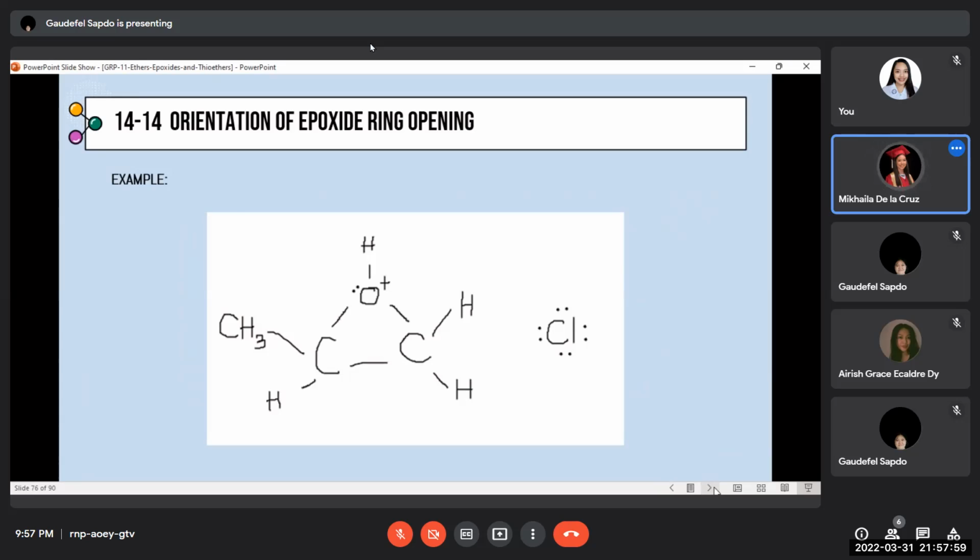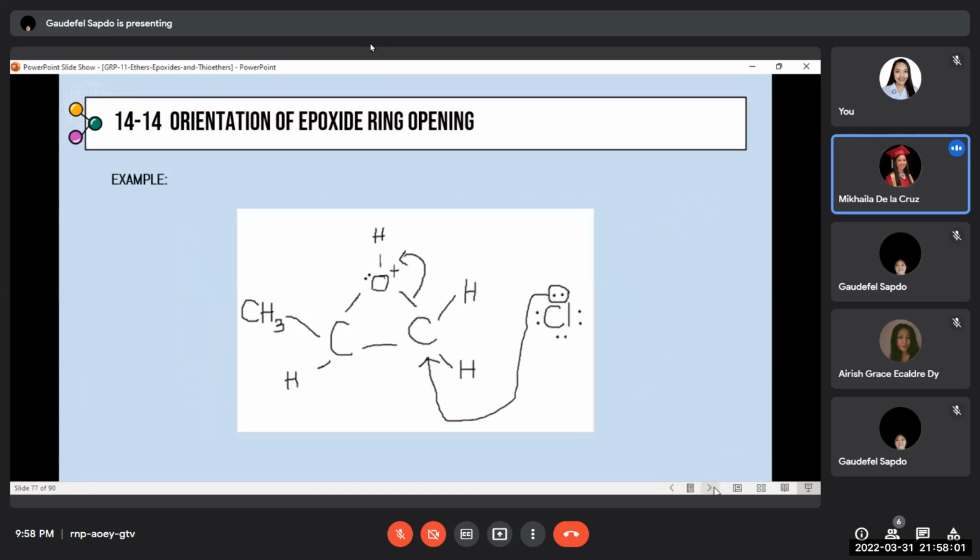So next slide please. So in here we can see the process of a lone pair on the chlorine attacking our less hindered position. You can observe the arrow between the C and the O, which indicates that the opening happens there. So next slide please.